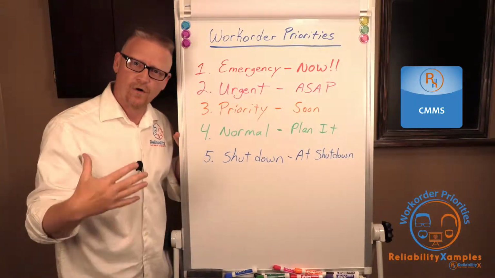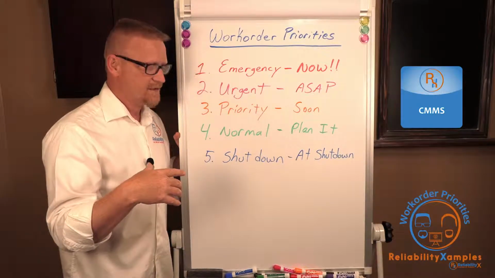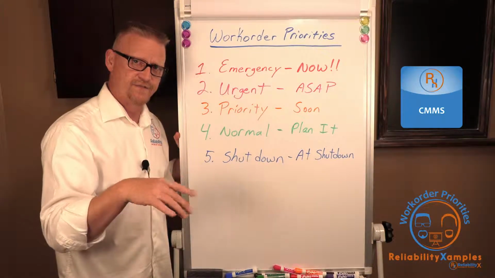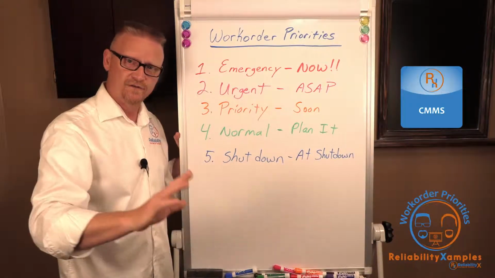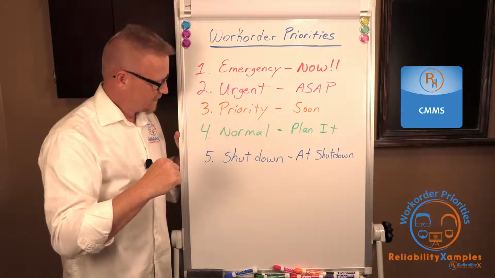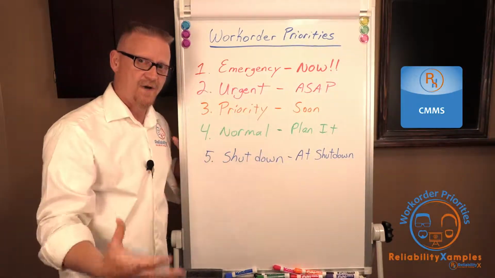Next up is normal. A normal work order is something that has an opportunity to go through the planning process. So if it has an opportunity to get properly planned, get all the materials on site, get it onto a schedule, and then go get executed in the field, that is a normal work order. And again, this is based on your response time.